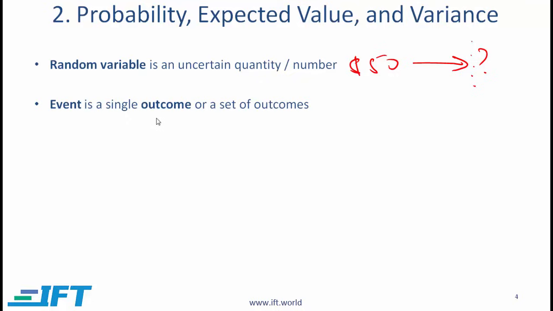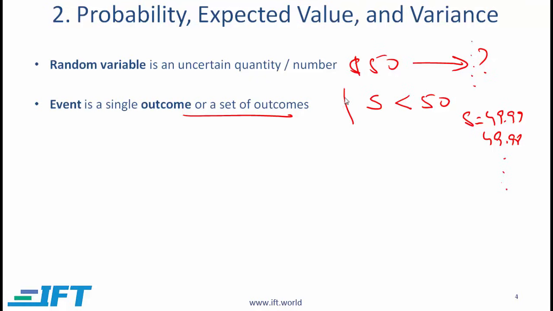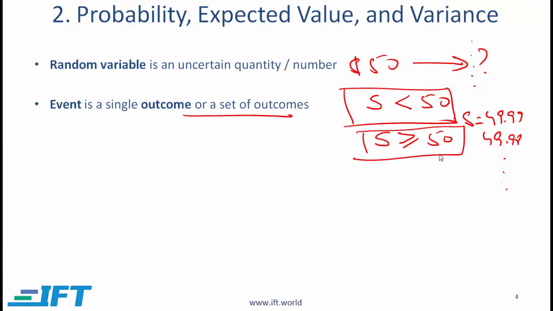An event is a single outcome or a set of outcomes. So we can define an event that the stock price is going to be less than 50. This is a particular event. This event consists of a set of outcomes. And what are those outcomes? Those outcomes are stock price being equal to say 49.99, 49.98, and so on. So all possible outcomes such that the stock price is less than 50 represent this event. We might have another event which says that the stock price is going to be greater than or equal to 50. So what we have done here is defined two possible events, and note that each event is essentially a set of different outcomes.